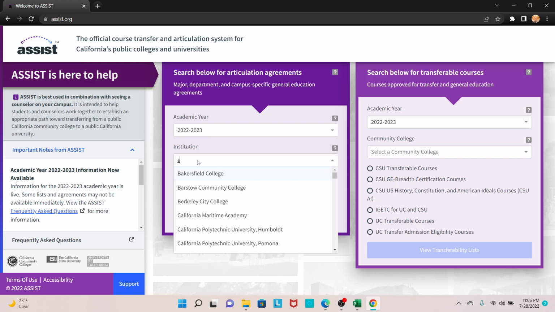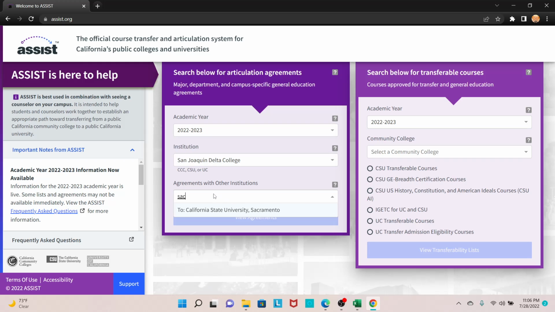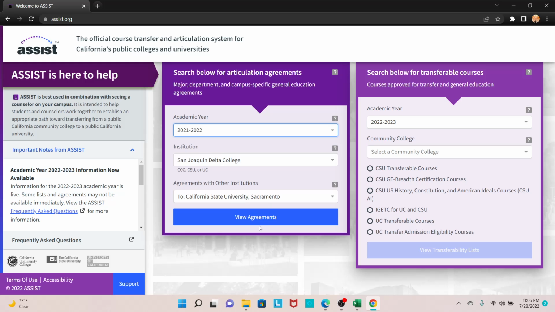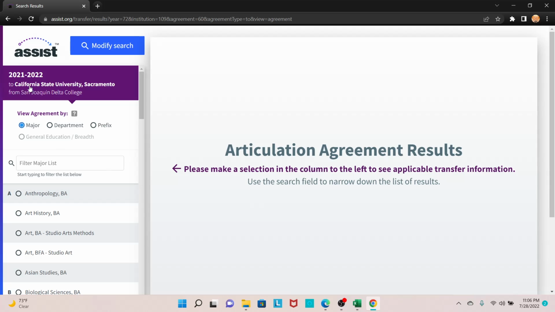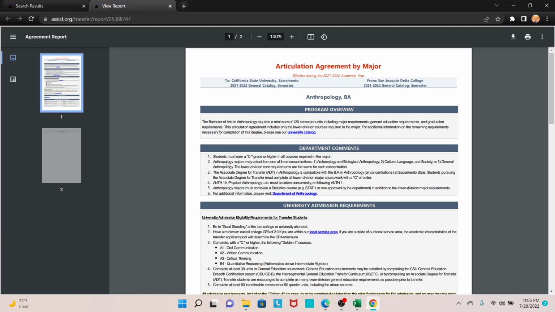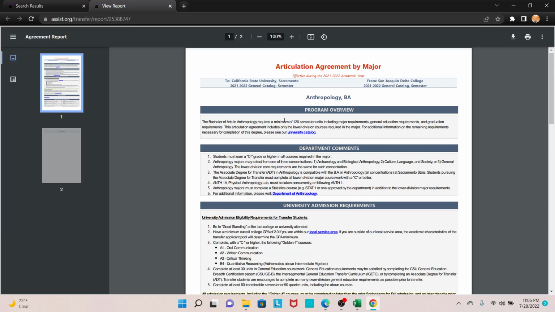Using the example from earlier, I was a San Joaquin Delta College student majoring in anthropology, looking to transfer to Sac State. Okay, the newest agreement's not available, so let's switch one year. View the agreement, and here we can go through our majors. Fortunately, anthropology is the first one. Then we browse through the PDF real quick, which shows some great general information about what it takes to graduate and the requirements to have before transferring, during the bachelor's degree, and things to get done at Delta.